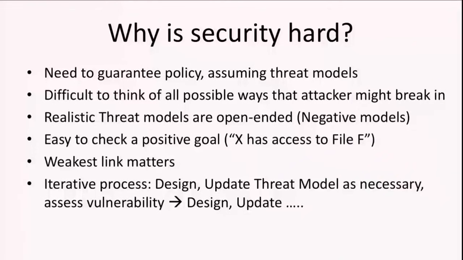And realistic threat models are open-ended, so they are what we call negative models. So instead of saying that this should happen, we usually say that this should not happen. And normally it's easier to check positive goals, like if you want to check if X has access to this file, it's easier to check. But that Y doesn't have access to the file is harder to check, because there may be 1,000 different ways that Y might have access to the file. And weakest link matters.